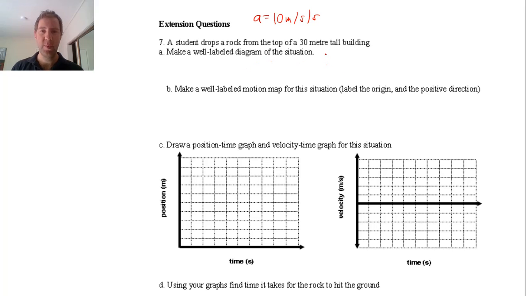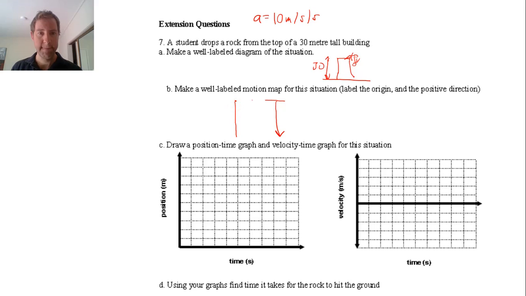All right, let's make a well-labeled diagram. So here's my building, and it's 30 meters tall. And there's a person, and he drops a rock. Make a well-labeled motion map for the situation. Label the origin and the positive direction. What I think I might do here is I might make my motion map, and you can make it any direction you want.